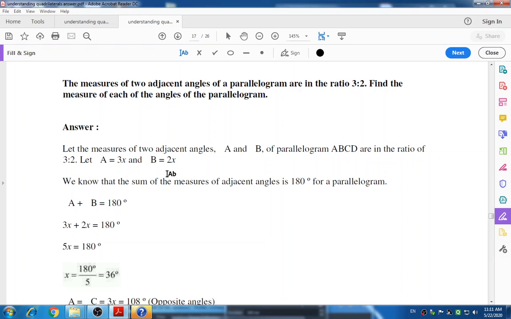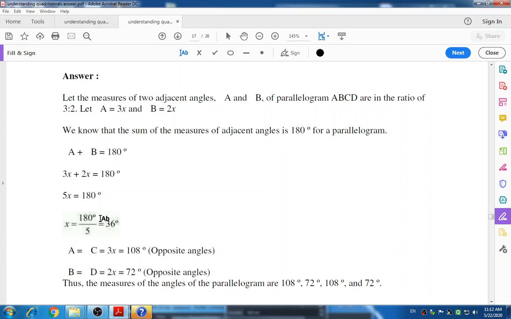that is 36 degree. So A and C, which are opposite angles having the same measure, that is 3x. So 3 into 36 we get here 108 degree. B and D are opposite angles having the same measurement, that is 2x is equal to 72 degree. Thus the measures of angles of the parallelogram are 108 degree, 72 degree, 108 degree, 72 degree. Okay, as like that. But you can pause this video to write the answer and to clarify your doubts. And if you have any queries, you can ask me in the comment box or you can contact me.